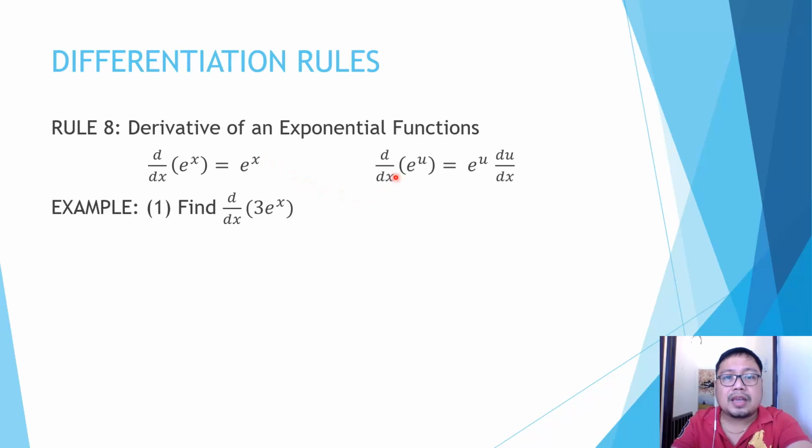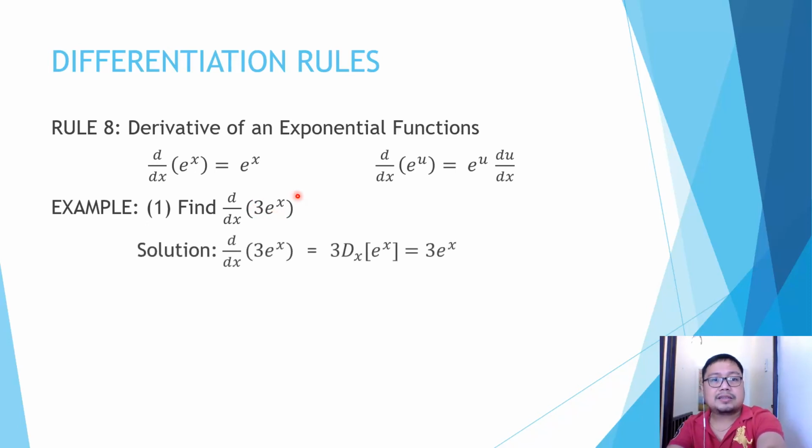How about the derivative of e to the u? The answer there is e to the u times the derivative of u. Whatever function you have in your u, find the derivative of it. Let's say, for example, number 1, find the derivative of 3e to the x. The derivative is simply 3, the constant, times the derivative of your e to the x.